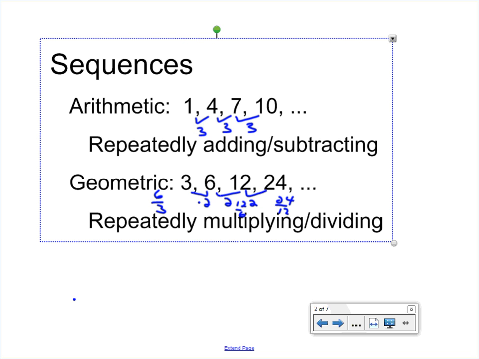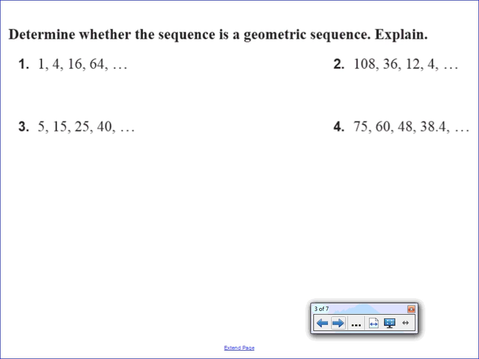Okay, and we looked at a similar thing when we were looking at exponentials a couple days ago. Okay, so we need to determine whether the sequence is a geometric sequence. So again, we're looking for that common ratio. So is there a common ratio on number 1? Am I multiplying by something each time? And hopefully we can see that if I took 4 divided by 1, I'd get a 4. 16 divided by 4, I'd get a 4. 64 divided by 16, I'd get a 4. So yes, it is geometric. And how would we know? Because it has a common ratio between terms.